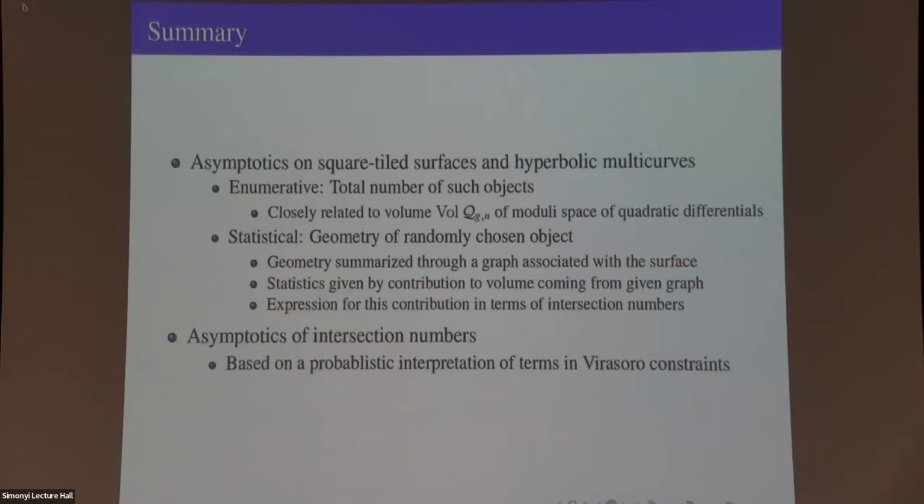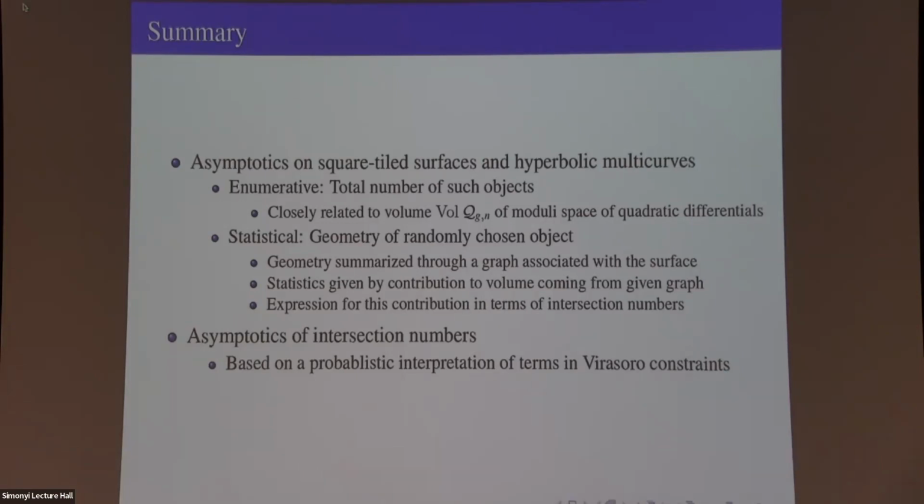So I looked at asymptotics of the geometry of random square tiled surfaces, or of multicurves, or geodesics on hyperbolic surfaces. There was an enumerative aspect to the talk, which is counting the total number of such surfaces, which is closely related to volumes of moduli spaces. And there's a statistical side to it, which is on understanding the geometry of a randomly chosen object. And you can summarize the geometry through a graph.